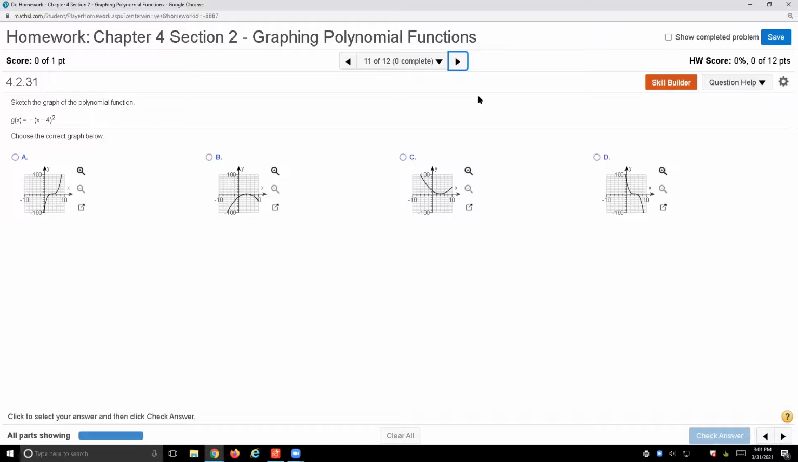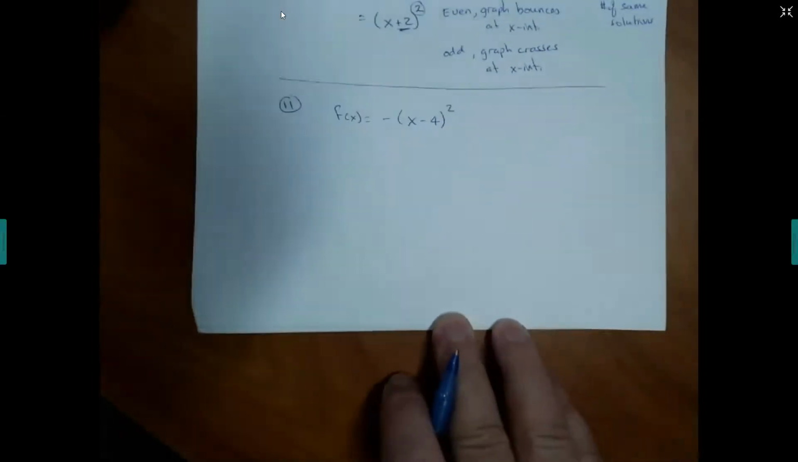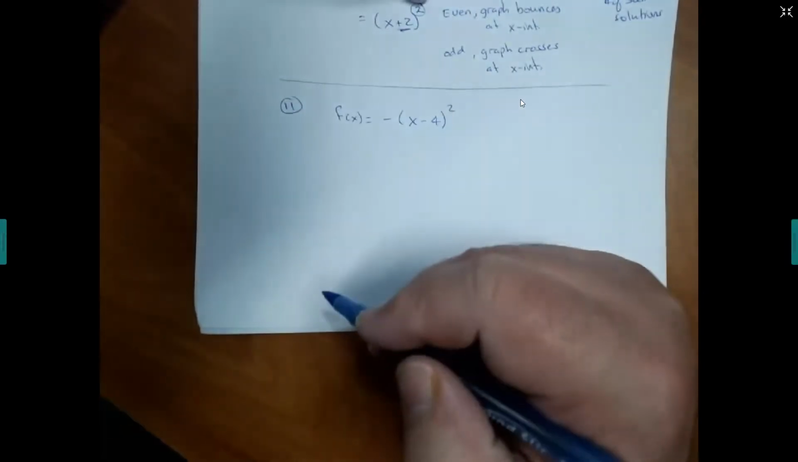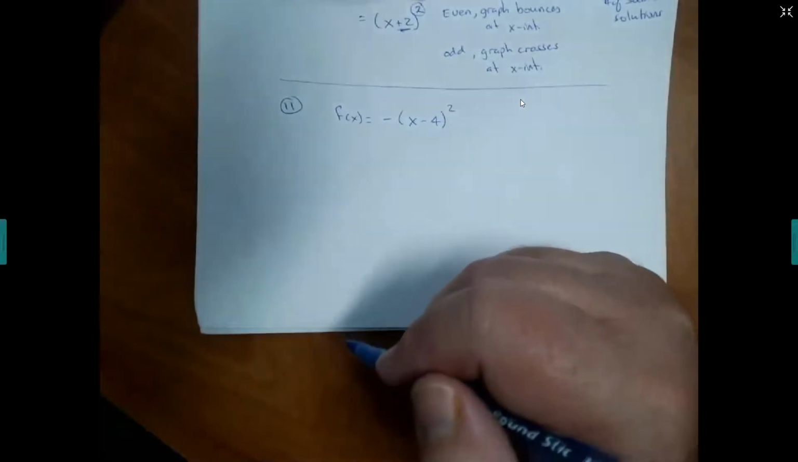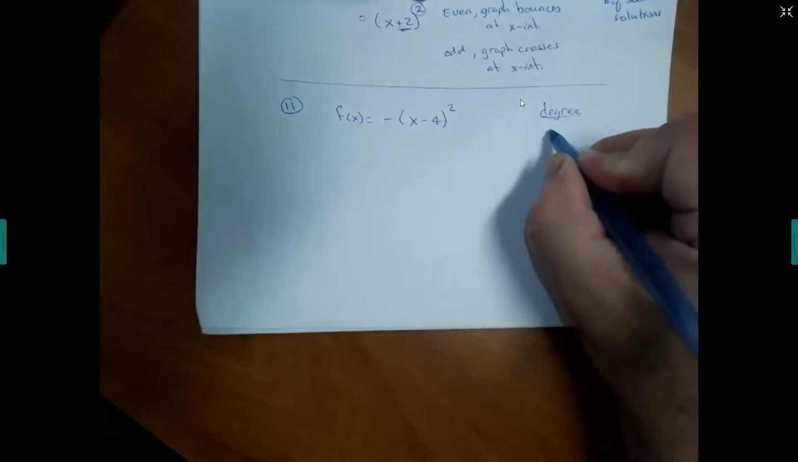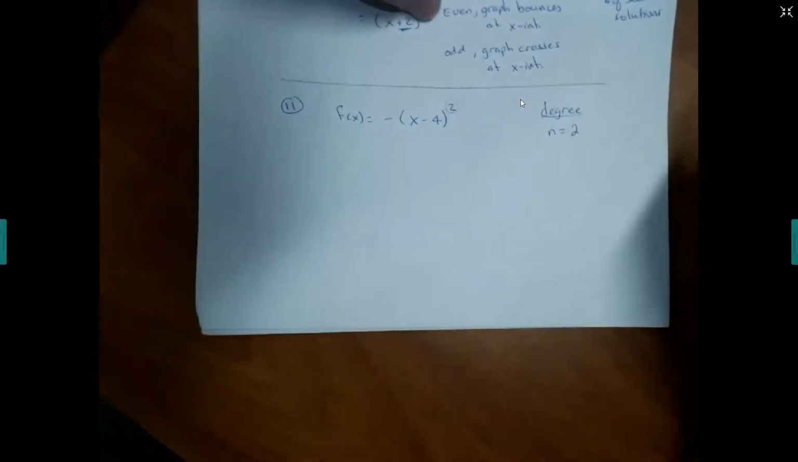Number 11. Number 11 looks like this. F of x or g of x, doesn't matter. Negative x minus 4 squared. So what's the degree of this equation? Yeah. The highest exponent is 2, so n equals 2.